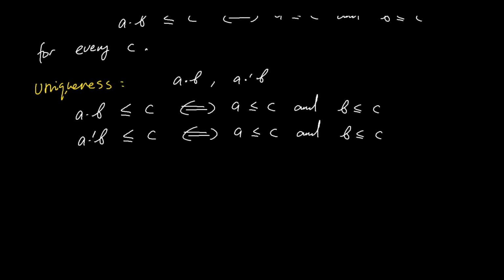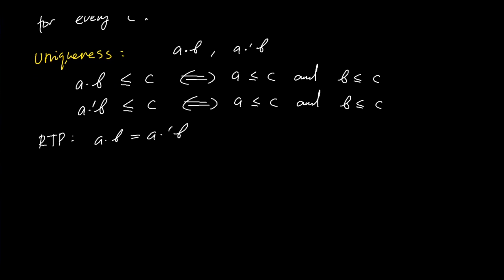Now, somehow, from these two equivalences, we want to conclude that A dot B equals A dot prime B. Any ideas? So required to prove here is that A dot B equals A dot prime B. Any ideas how to do that?